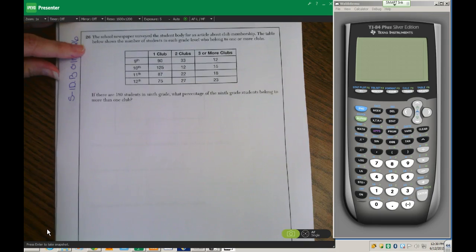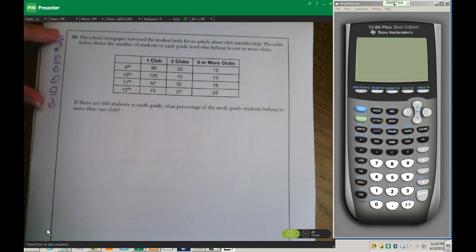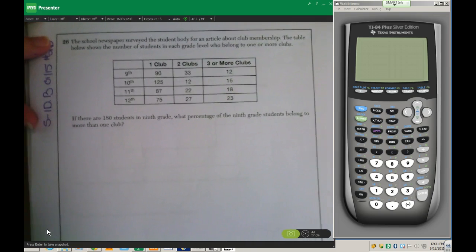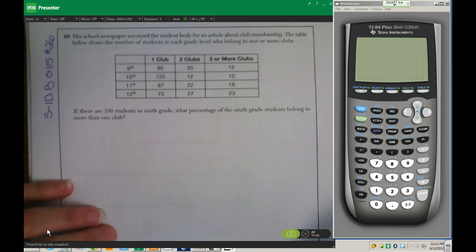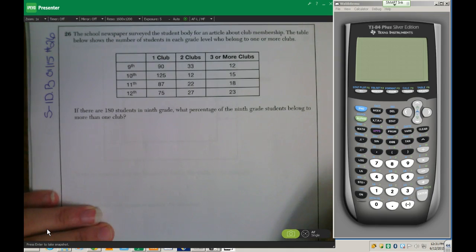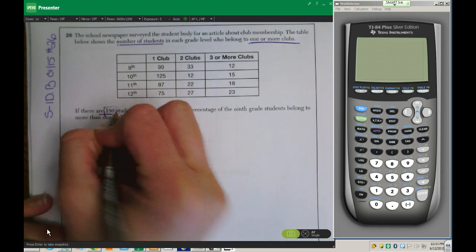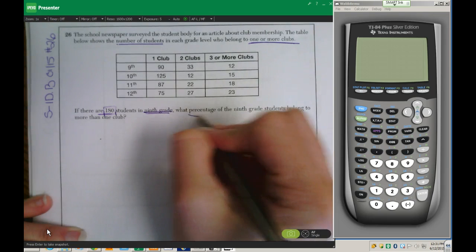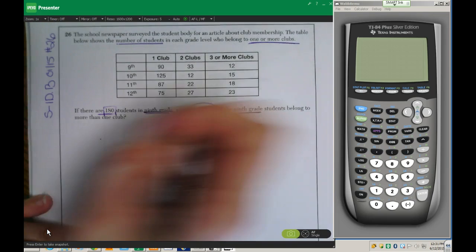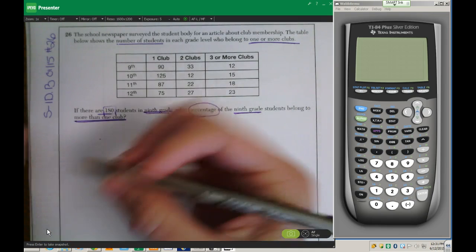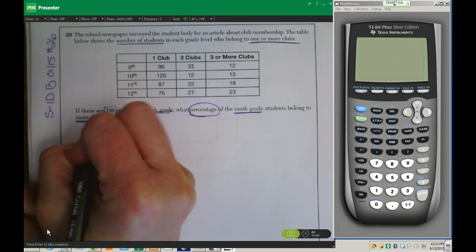And the next one comes from the January 2015 exam. Question number 26. I'm going to move it a little bit closer so you can see it. Our school newspaper surveyed the student body for an article about club membership. The table below shows the number of students in each grade level who belong to one or more clubs. If there are 180 students in 9th grade, what percentage of the 9th grade students belong to more than one club?